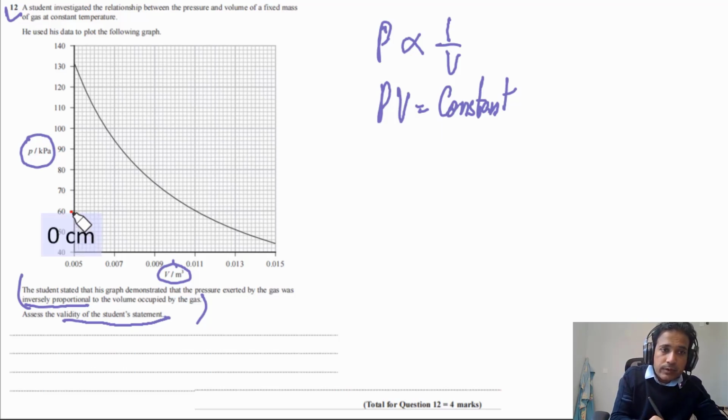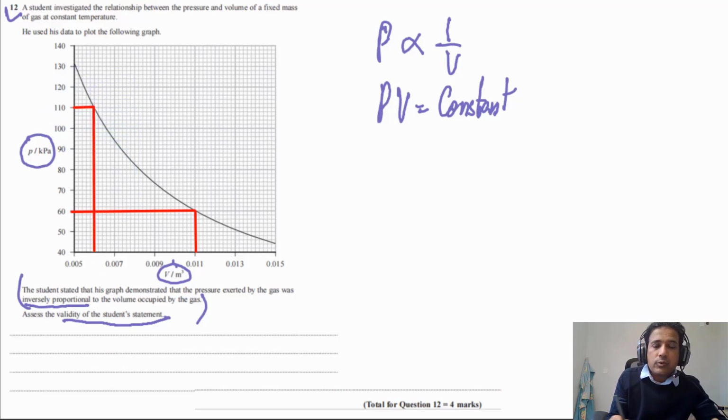We can take one point, let's say this 60. So we can take 60, we have the value of P, and we can also read the value of V from here. We can take another point, let's say this is 110, any point you can take actually. So this is 110, and we can draw here. Now we can check these points. So here is 60, so the value of P is 60, so I can say this is P1, this is V1, and this is P2, and this one is V2.